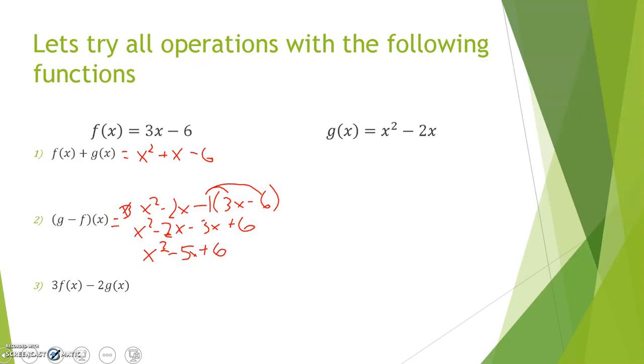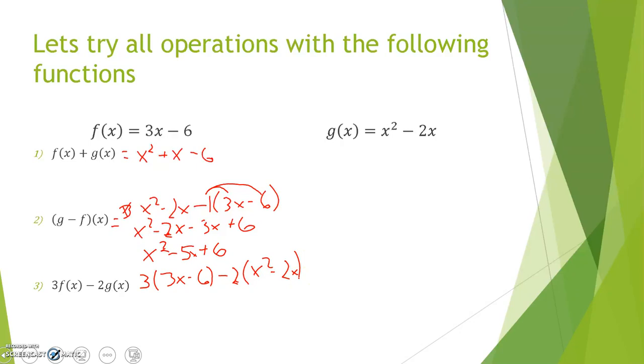Number 3, I'm going to set up the equation as 3 times the f of x function, which is 3x minus 6. And then it's going to be minus 2 times the g of x function, which is x squared minus 2x. And so I'm going to start by getting rid of these parentheses using the distributive property.